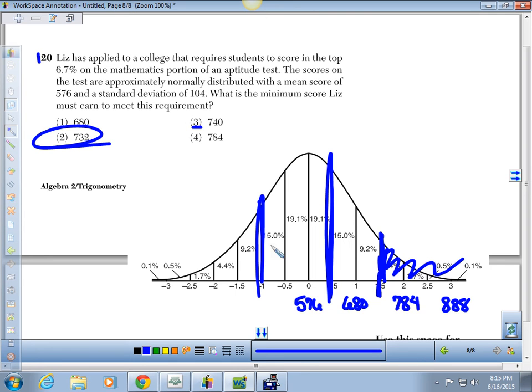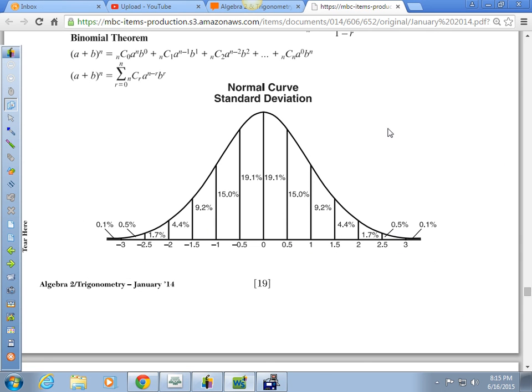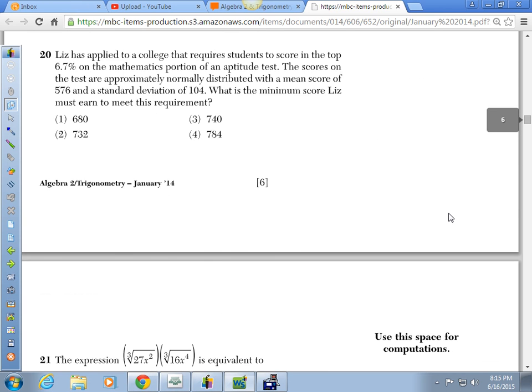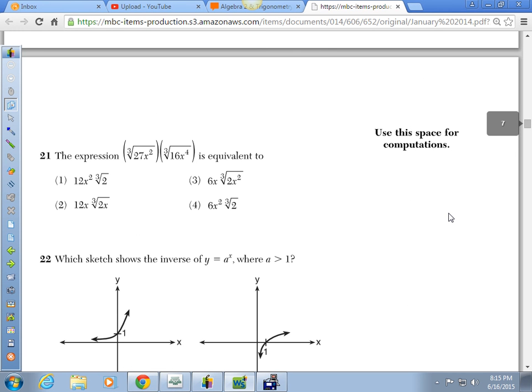Normal distribution, we're always going to our table. All right, with 20? Good. Let's see if we can do this. We got 12 minutes to do 7 problems. Boom. 21's easy. Why?